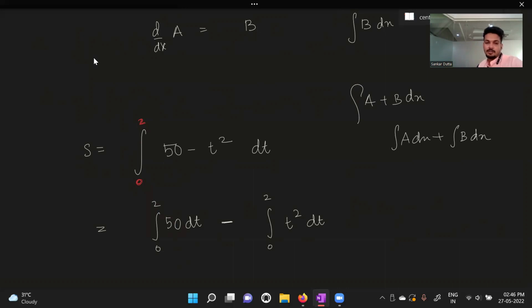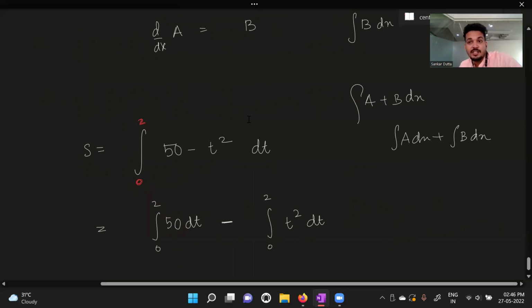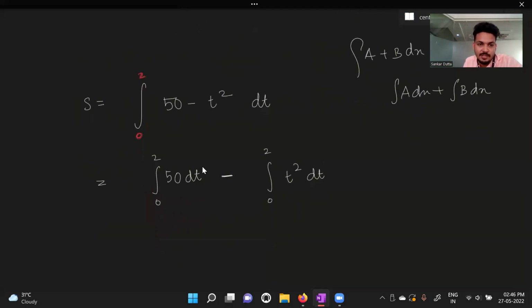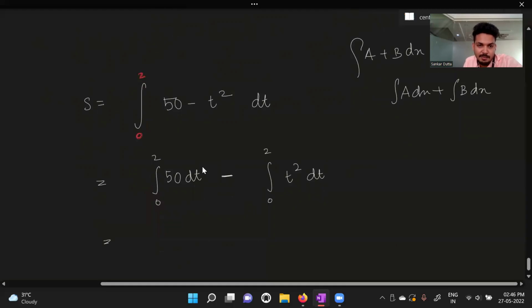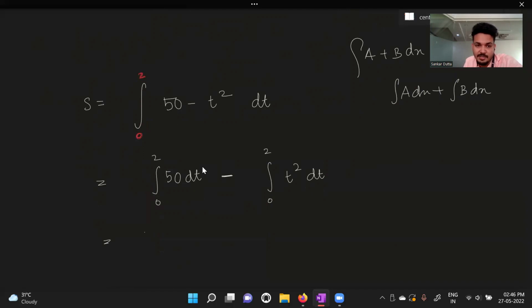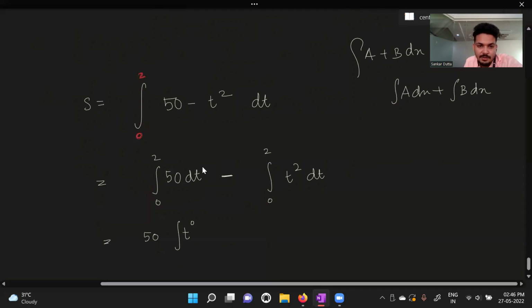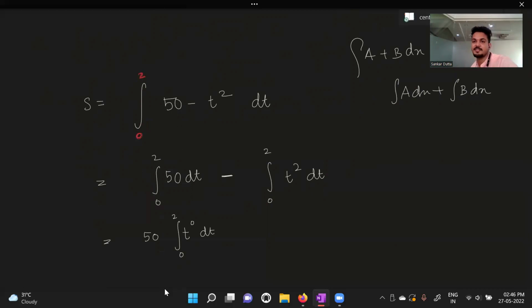So the integration of a constant is not 0. Differentiation of a constant was 0, but don't say this is 0. 50 is a constant, so it is going to come outside of the integration, so 50 times. Can I say this is t raised to power 0? Why can I say this? Because t raised to power 0 is 1.